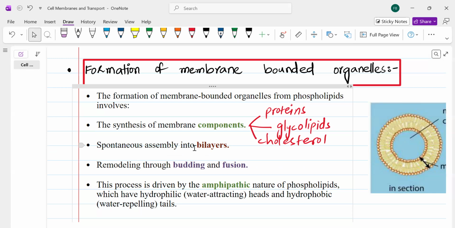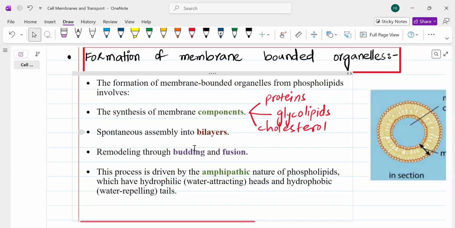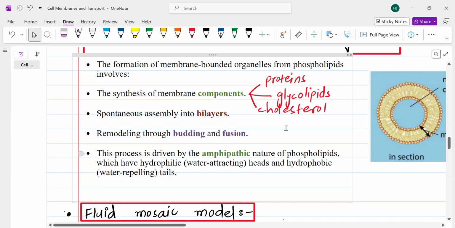How will these components assemble? How will this process happen? On which thing does it depend? The amphipathic nature of phospholipids, the hydrophobic and hydrophilic nature. Yes, this is the main thing, the amphipathic nature of the phospholipid. It allows different components to arrange at different positions within the cell membrane. And this is the reason, the amphipathic nature, that some proteins can move and some proteins remain at their position.